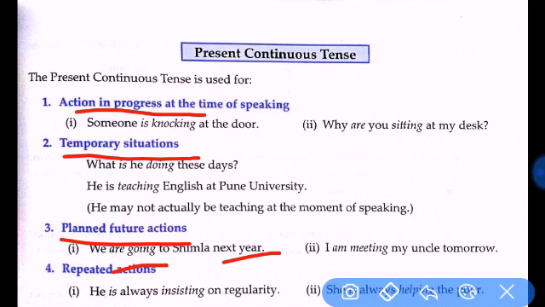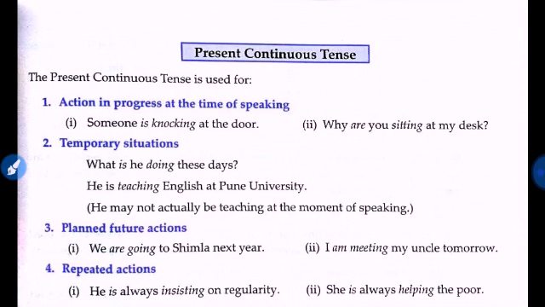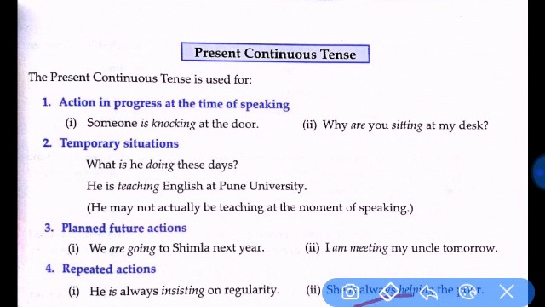Next one is repeated action. Repeated action means something that will be continuously happening, always happening. For example, she is always helping the poor. That means always helping the poor means it happens all the time. She continuously does this work, so she is always helping, or she is always insisting on. So something that action happens all the time.